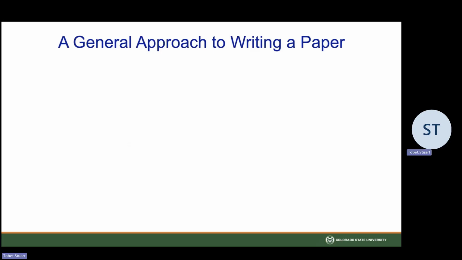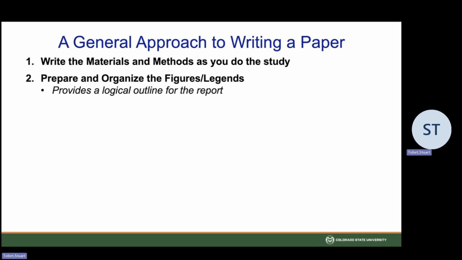So to wrap up, a general approach to writing a paper has you writing the materials and methods as you do the study so you don't forget something. Prepare and organize the figures. It's probably the most important part to what you're going to report because that's your data, right? Make sure that you figure out what all the figures you need are, and you can write the legends as you create the figures. Once you have all the figures, you can write the results.